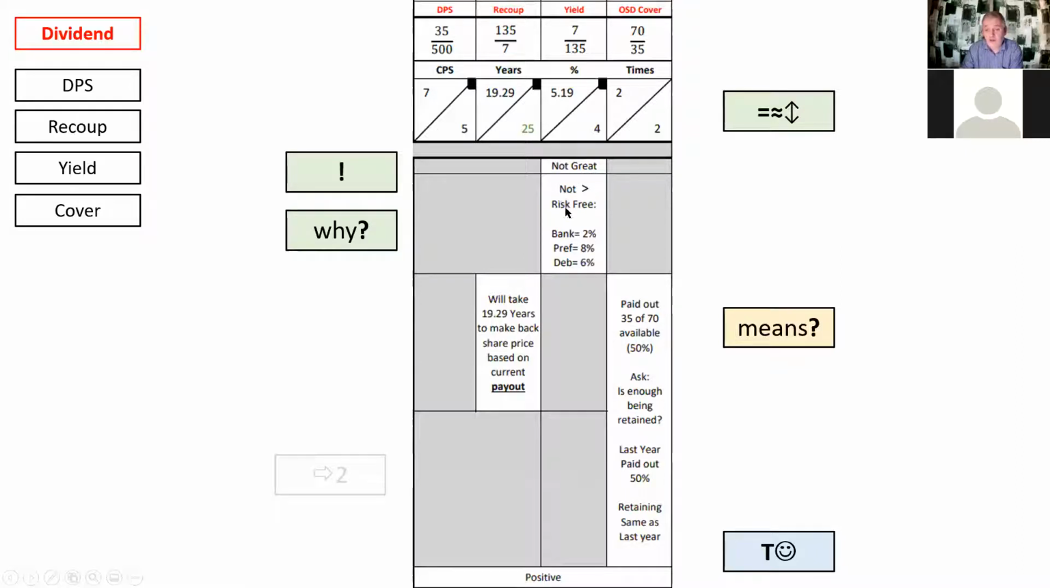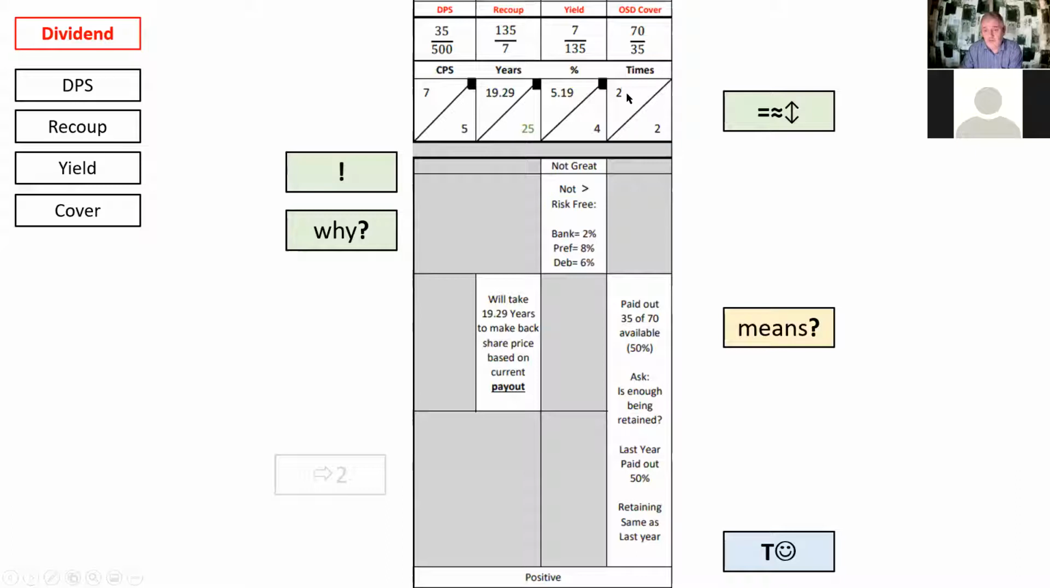But it is not greater than the risk-free. We're using these same figures as before. Again, what you're saying is we're borrowing at 6% and it's yielding us 5.1. That's not great. And I like this. I asked a few people who are correct on this to be sure.